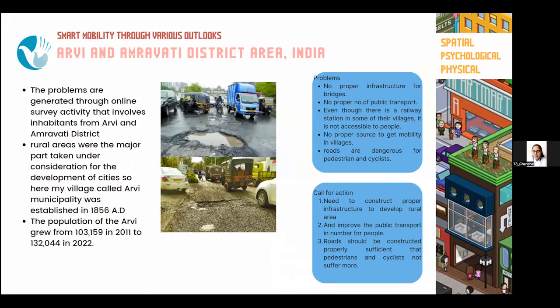Now, this study was taken through a survey of villages, looking at the measures under consideration for the development of cities in smart and accessible mobility. Even though there are some facilities, they are not that accessible for the people. Due to congested roads, accidents happen and innocent pedestrians and cyclists get hurt. Now it calls for action to improve all infrastructure and transportation facilities in the villages as per smart and accessible mobility concerns. Next, we move to Delhi.